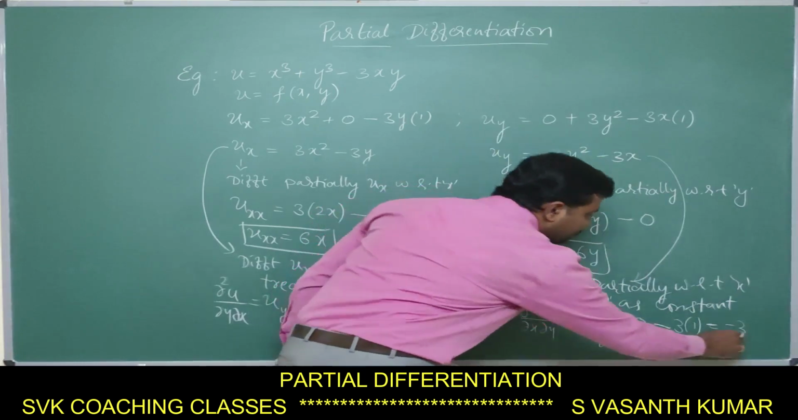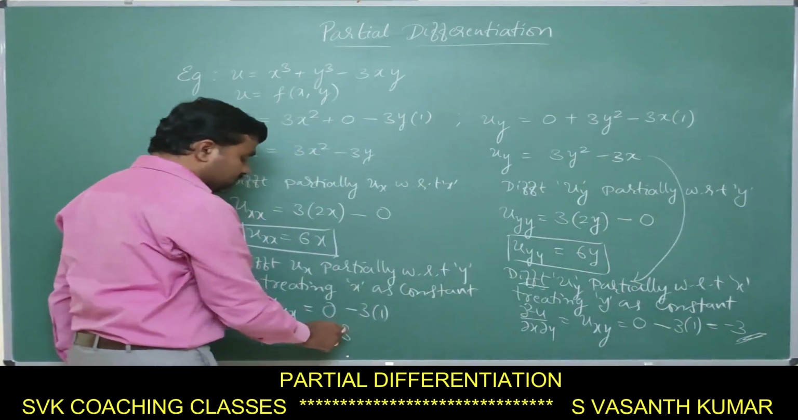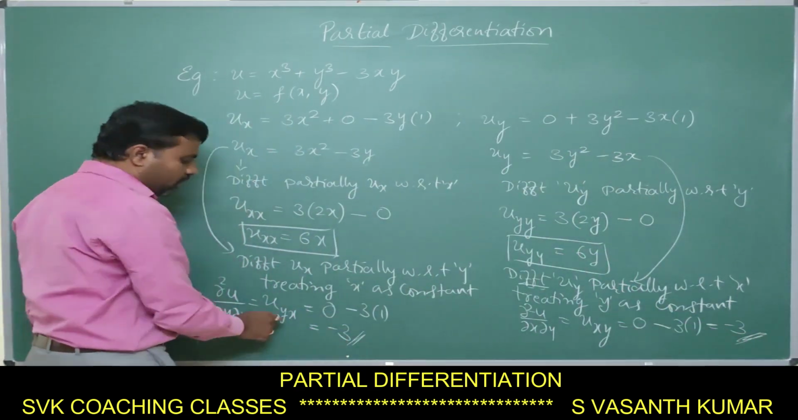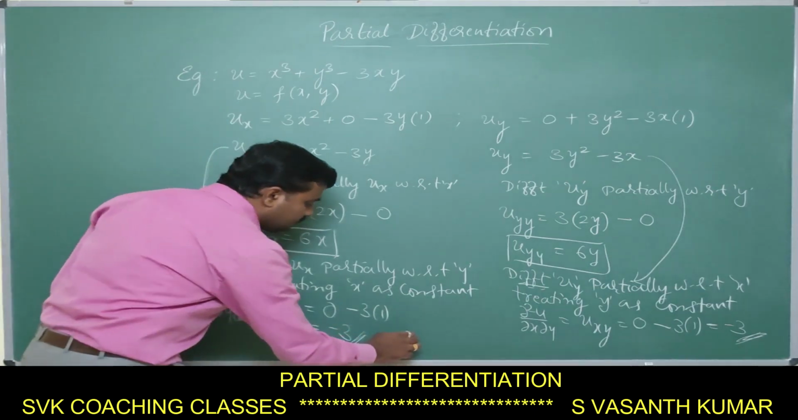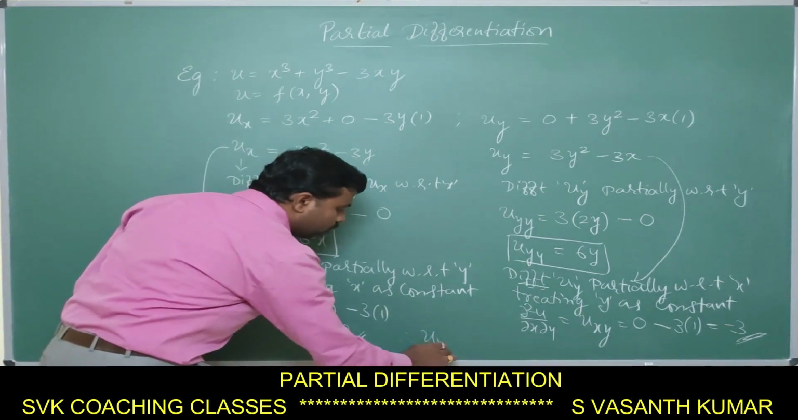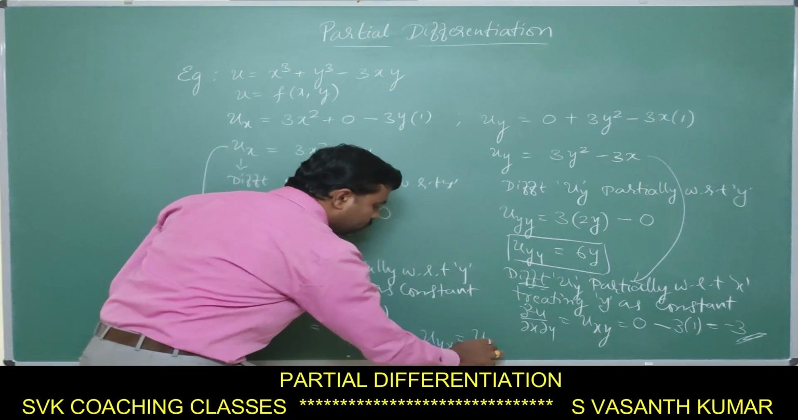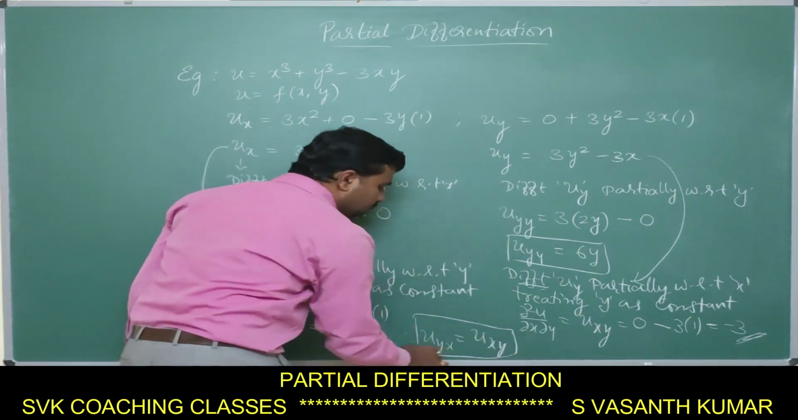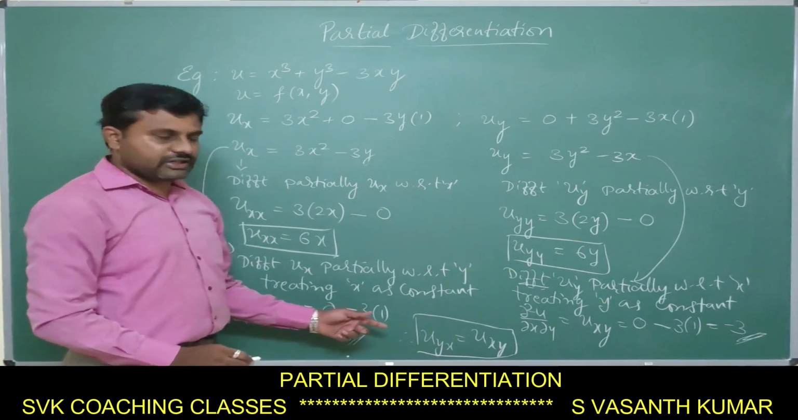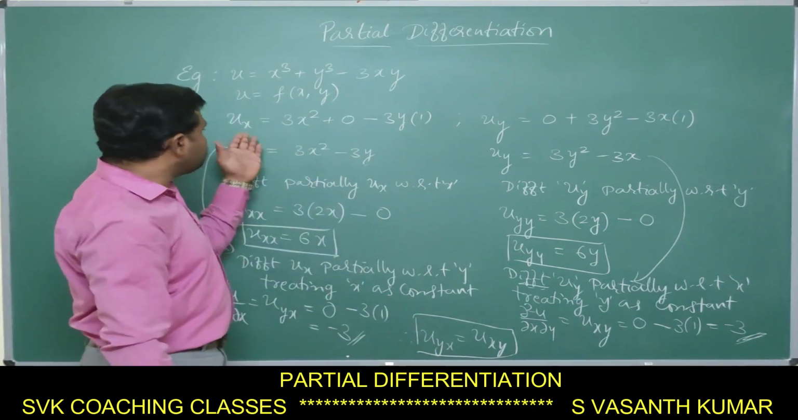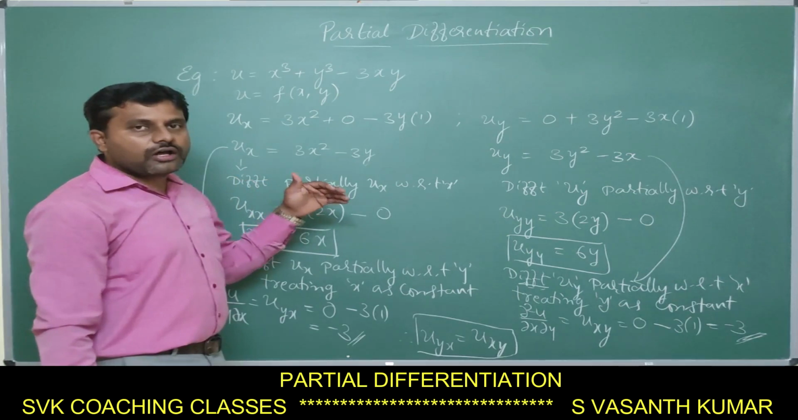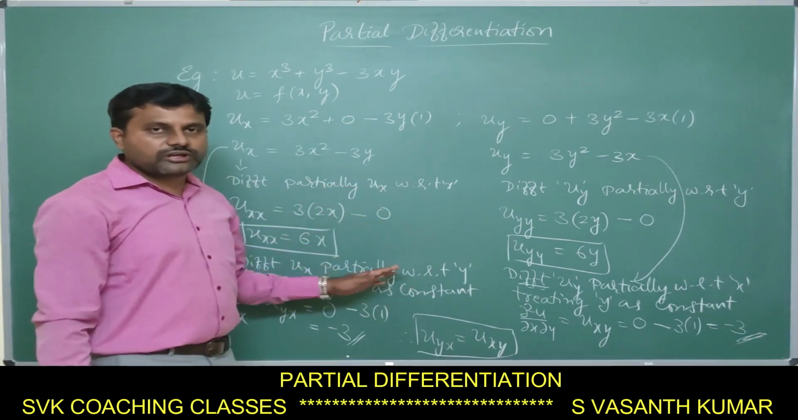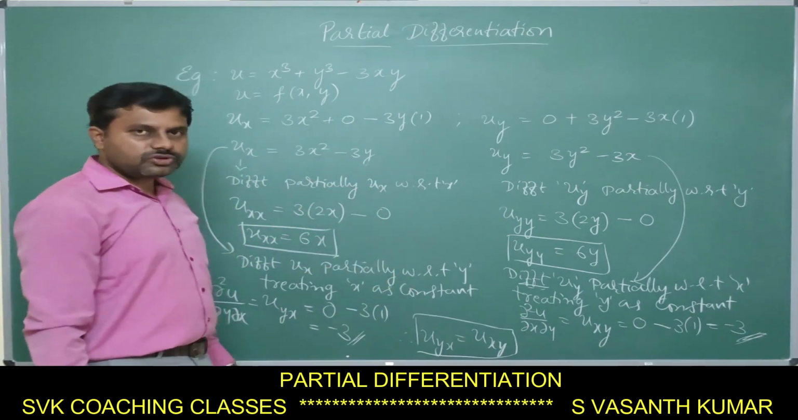So I came to know that uxy and uyx are one and the same. Therefore I can say that uyx is equal to uxy. That is what I have told you in the definition of mixed partial derivative. If you differentiate ux with respect to y or uy with respect to x, it is one and the same. Understood?